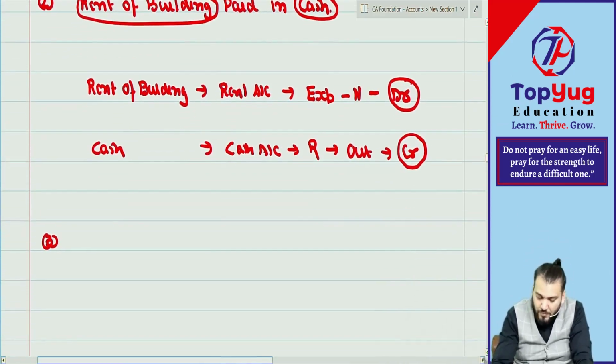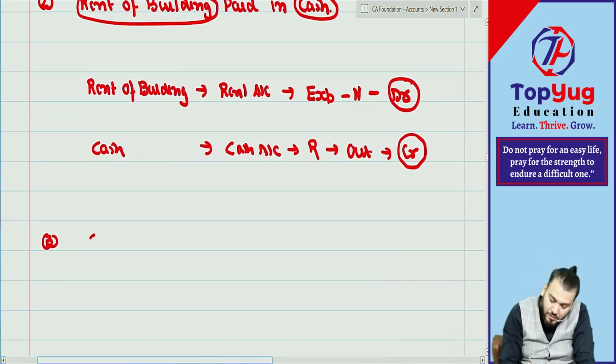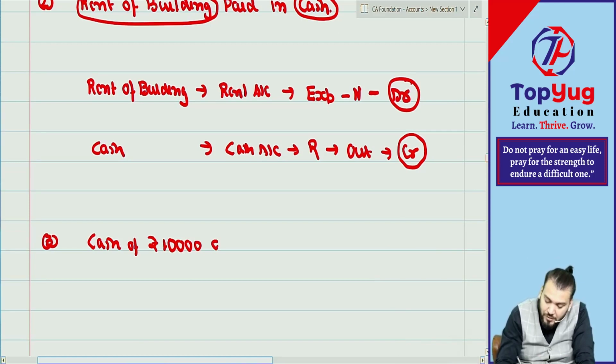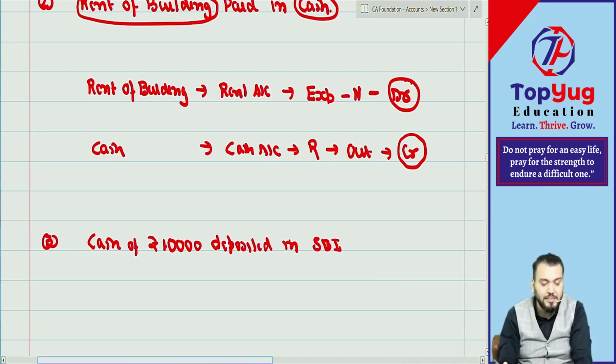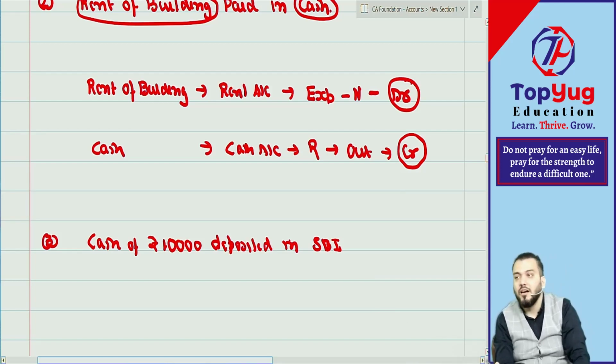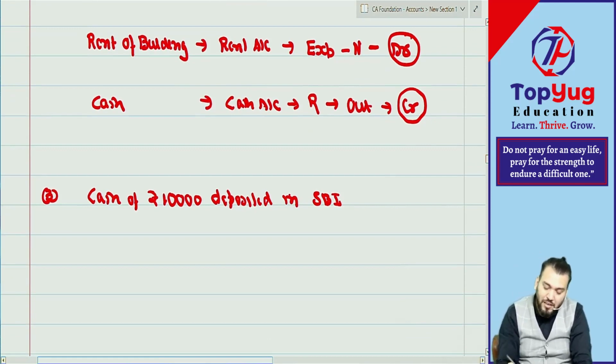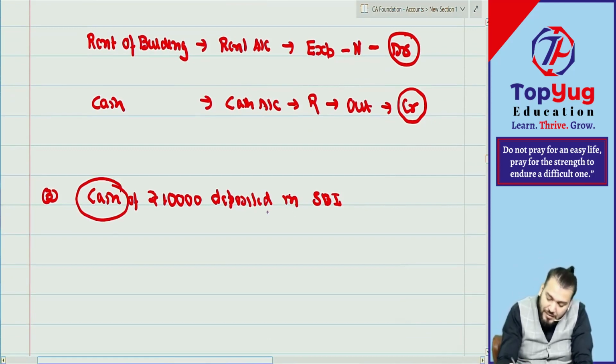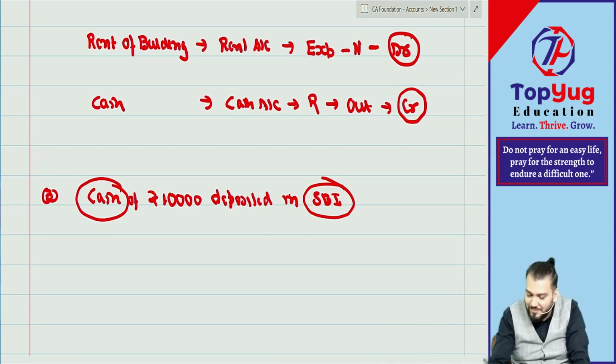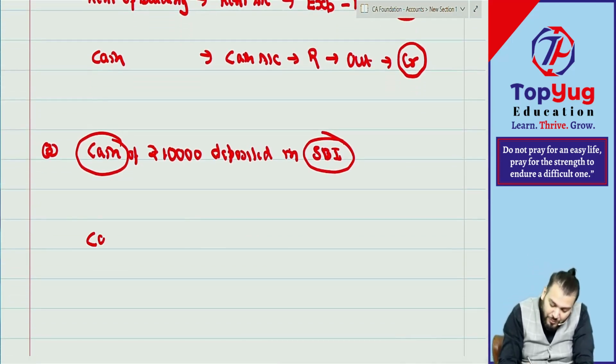Look. Cash of rupees 10,000 deposited in State Bank of India, SBI. Understood? State Bank of India. Correct? Tell me, what are the two aspects? Cash and State Bank of India. So can you say we will say cash and State Bank of India.